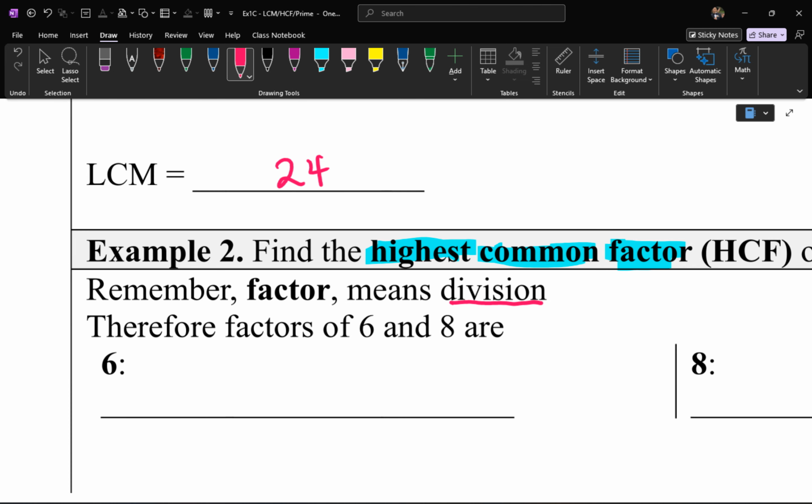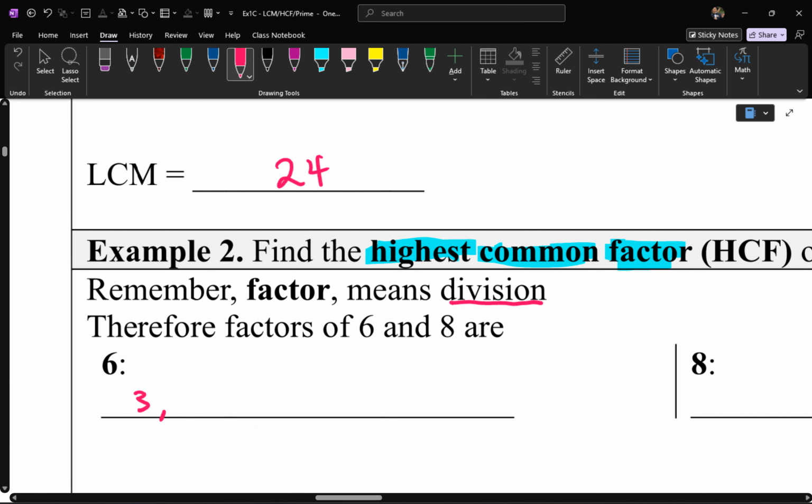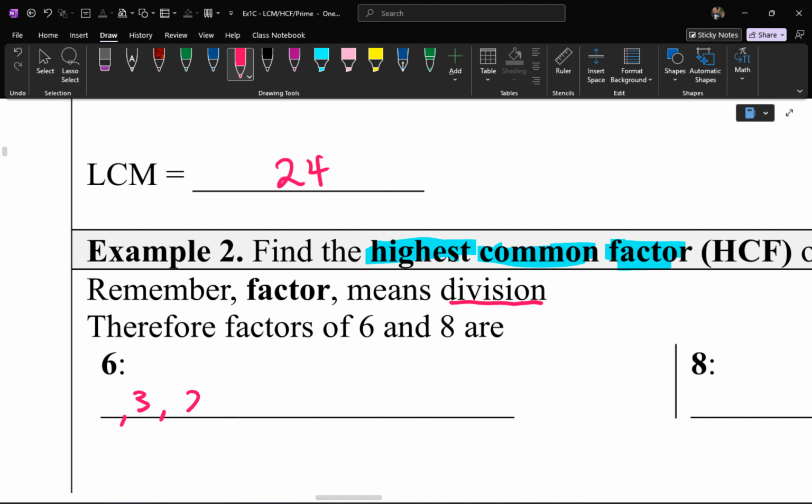Give me one number. Hands up if you know. 6 divided by what? 3. 6 divided by 3 equals 2, so 3 is a factor. What's another one? 2. We've got 2. 6 divided by 2 is 3 as well, so 2 is a factor. What else is a factor? 1 is a factor. 6 divided by 1 gives you 6, so that's a factor. One last one. There's another one.